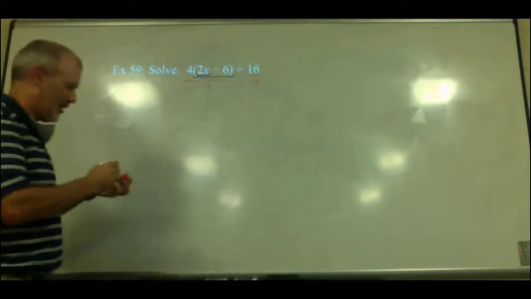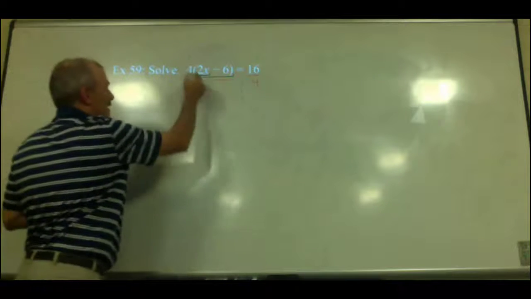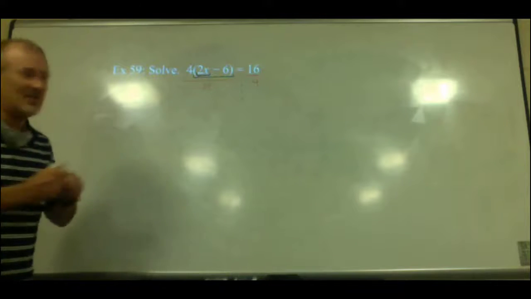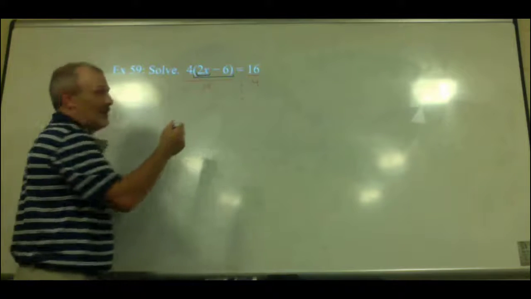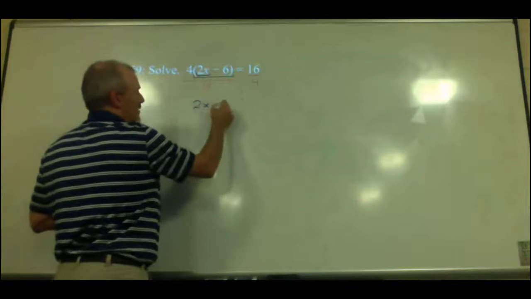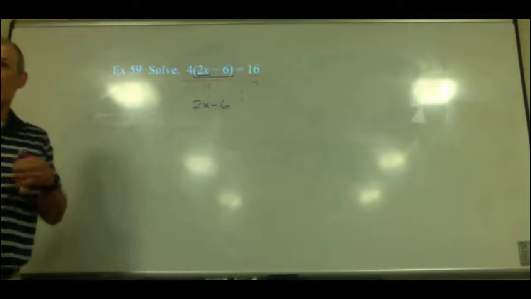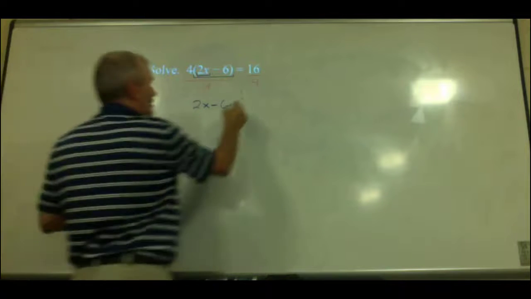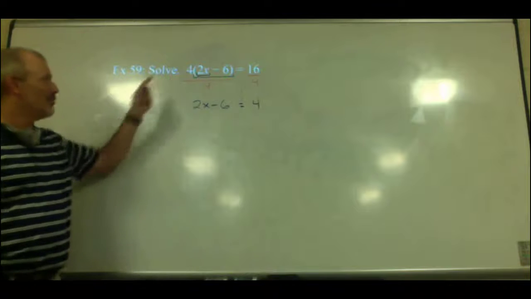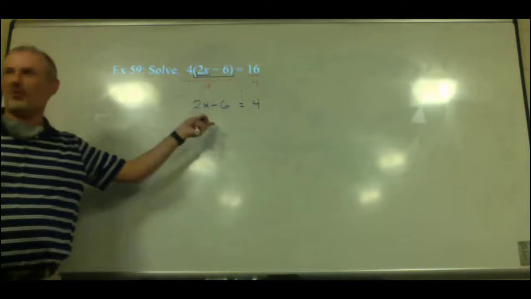Now that 4 is going to cancel with that 4. And now what do we have left? 2x minus 6, right? That's what we have left. And we don't need the parentheses anymore because now that's all that's left. Equals, and this is a 4. And the nice thing is, once we do that first step, doesn't it look like what we were just doing?